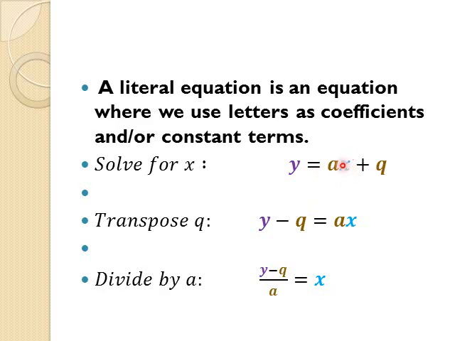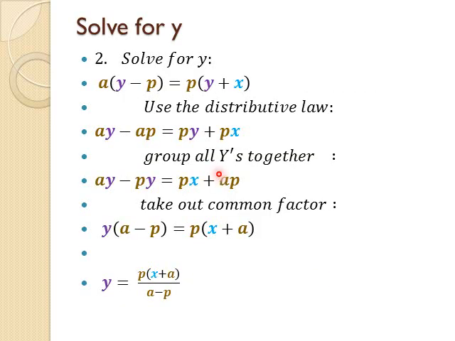So we want x on its own. So first, if I take q, get rid of it, I transpose it across, plus q would become negative q. y minus q equals ax, right? We want x on its own, so we divide by the coefficient of a, so (y minus q) divided by a equals x, and we have solved the literal equation. Right, let's look at the next problem.